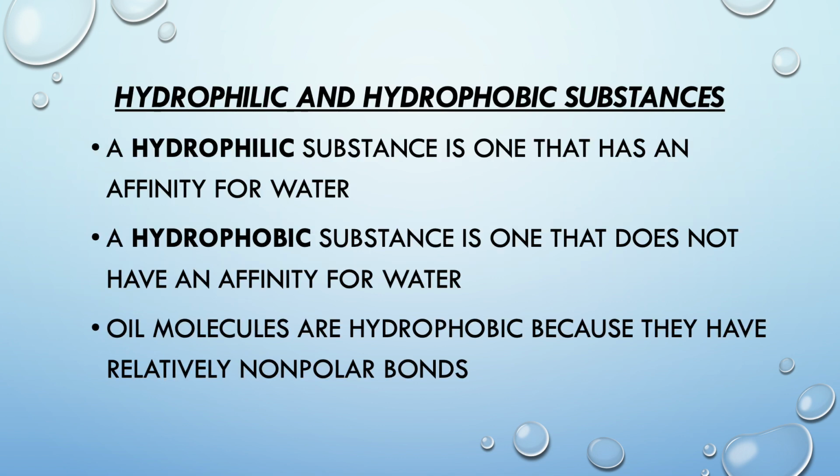Hydrophilic and hydrophobic substances. A hydrophilic substance is one that has an affinity for water. In other words, hydrophilic things like water, whereas hydrophobic is a substance that does not have an affinity for water. Hydrophobic, in other words, does not like water. Think of hydrophobic like a phobia, afraid of something. Hydrophobic means doesn't like water.